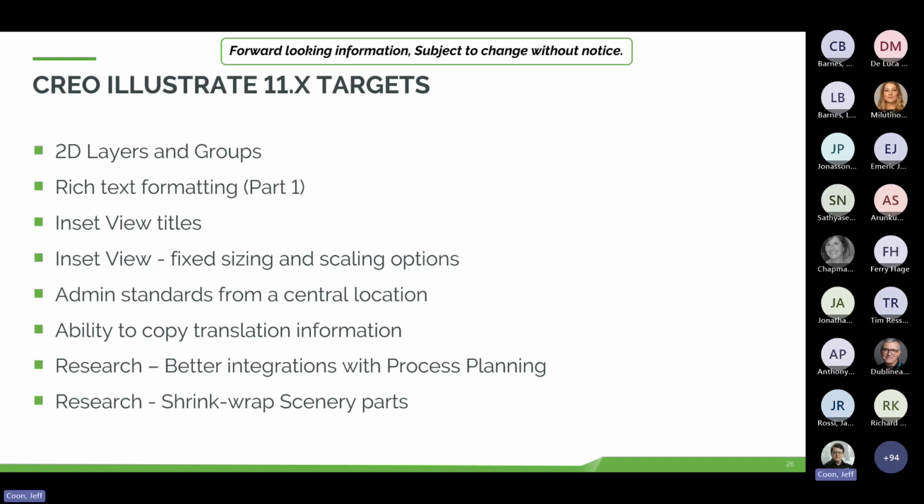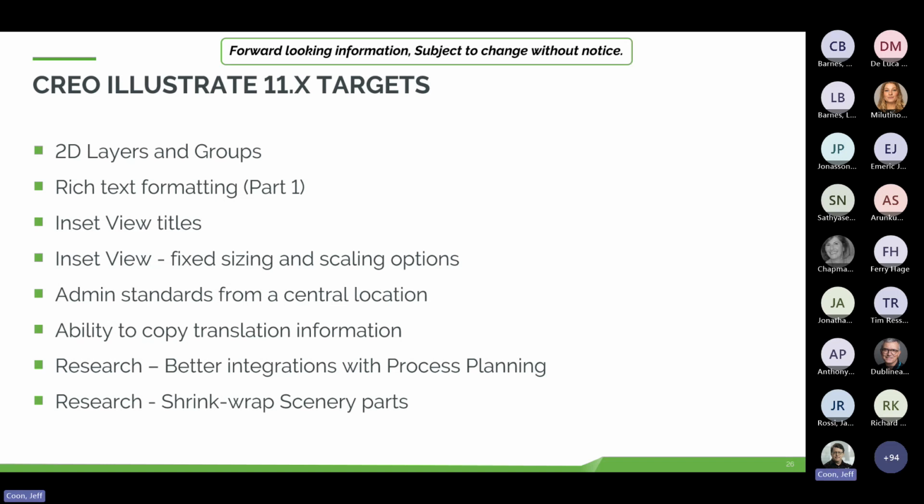Rich text formatting. So this is sort of a part one. We're adding the ability on the 3D side, so this is not 2D, in note boxes and whatnot, to add bullet points. You'll be able to do bold and italicized. And we're also introducing the concept of header text versus content text. So you would be able to define what you would want the header in a note box to look like, and the style, size and whatnot that you want for the body or content of the text box.